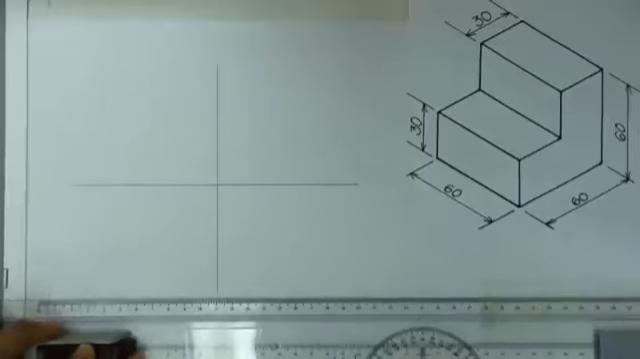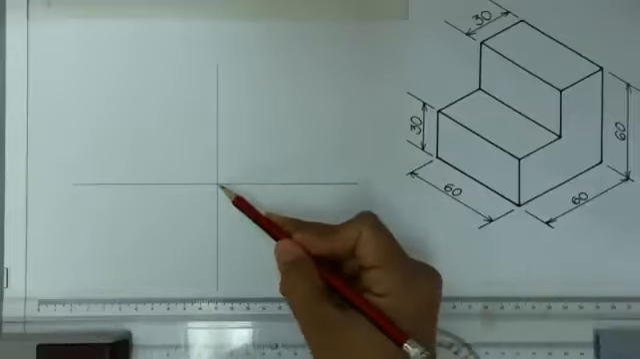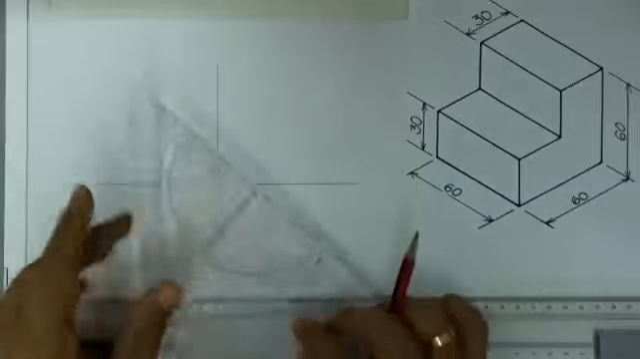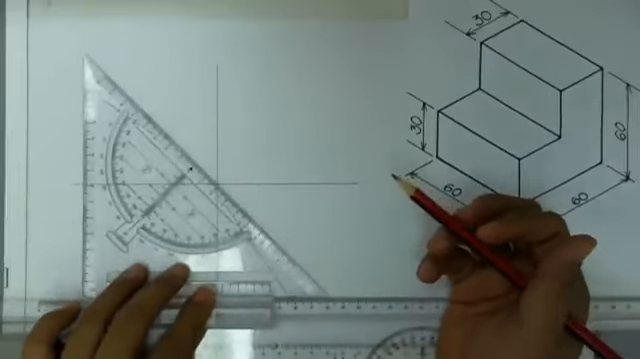Now the next thing you want to do is to put our projection line. Our projection line will be from here in the midpoint or the intersection, going here using our 45 degree triangle.